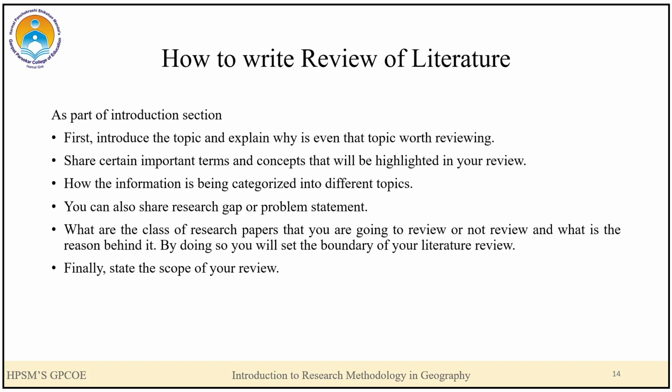So how to write a review of literature? As a part of introduction section, first introduce the topic and explain why that topic is even worth reviewing. Share certain important terms and concepts that will be highlighted in your review. How the information is being categorized into different topics. You can also share research gap or problem statement. What are the class of research papers that you are going to review or not review, and what is the reason behind it? By doing so, you will set the boundary of your literature review. Finally, state the scope of your review.